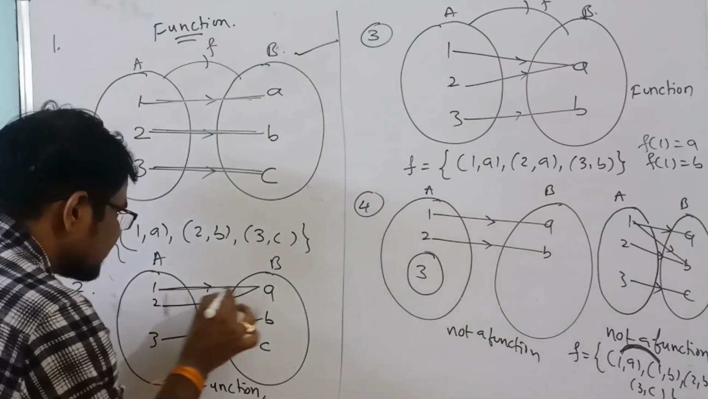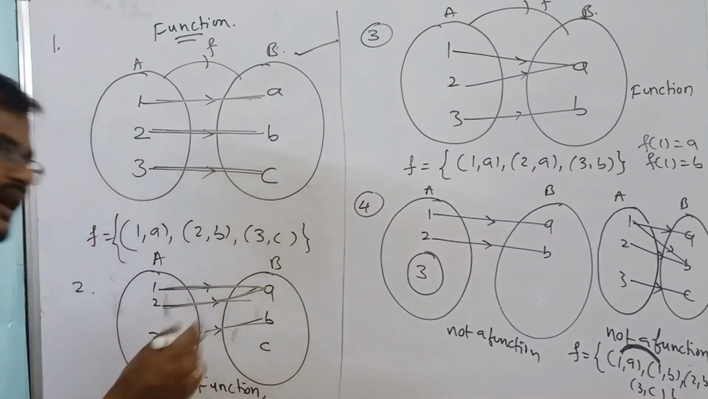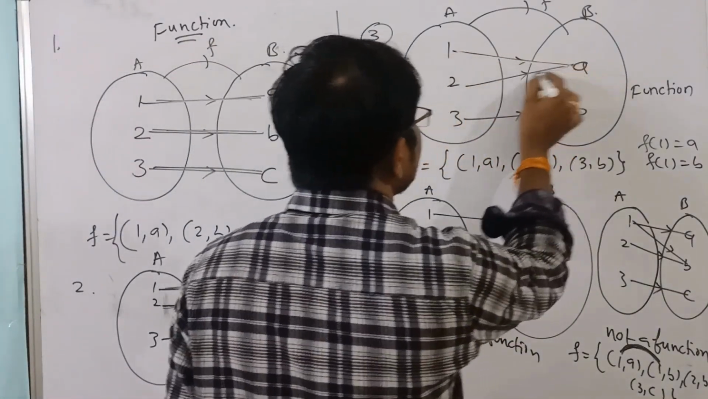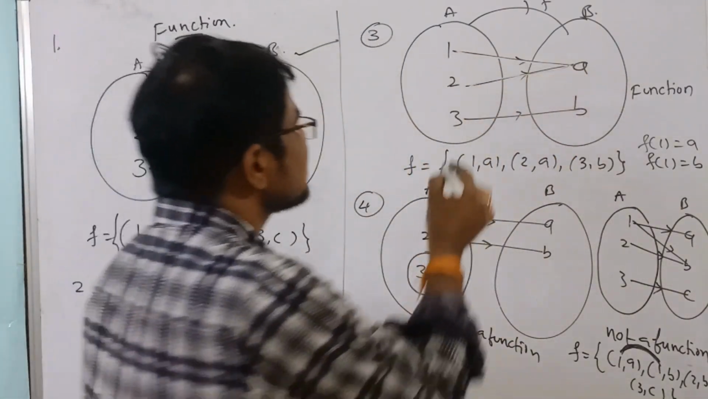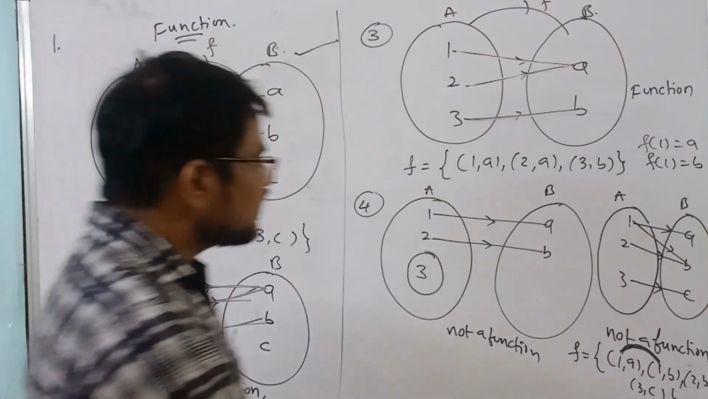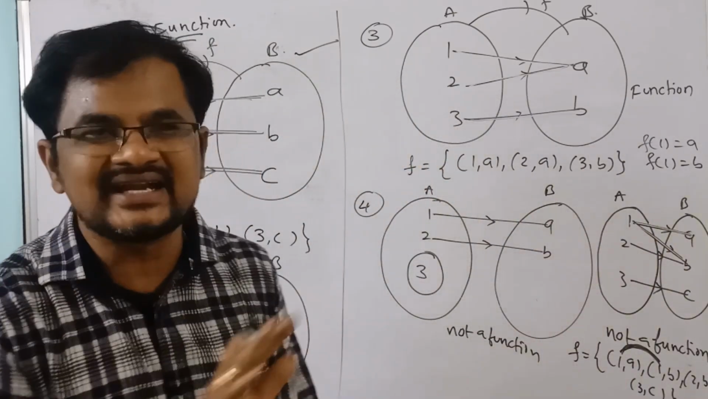And here greater than symbol is there, and here equal symbol is there. Means greater than and equal also function. And here also greater than symbol is there, so it is also a function. Next, here what is there? Less than symbol is there. If less than symbol is there, it is not a function.